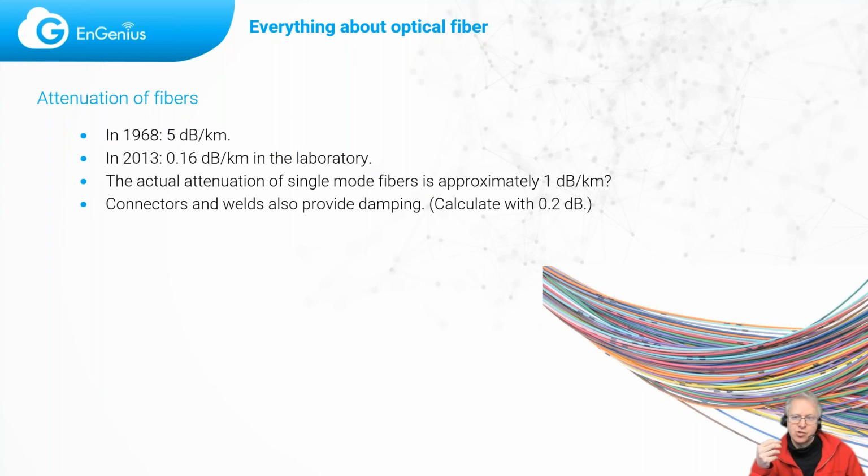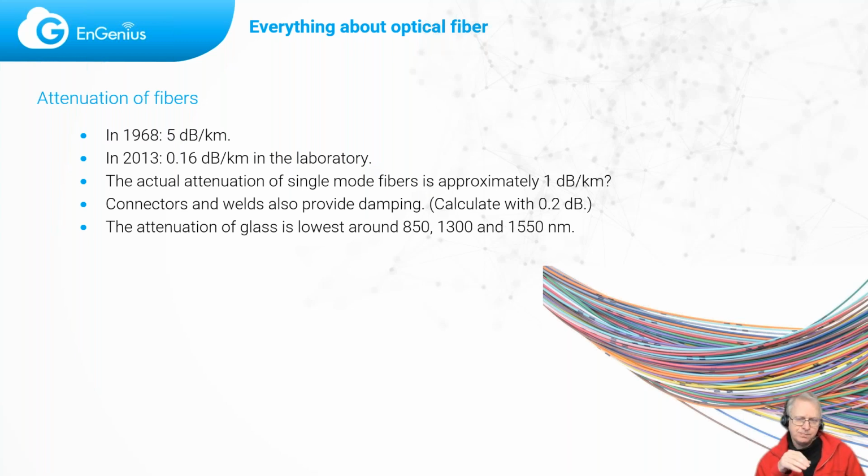Connectors and welds also provide damping, attenuation, and you should calculate with something like 0.2 dB for each connector or weld. One important thing is that the glass, at least the glass that is used for optical fibers, has attenuation which is lowest at the wavelengths of 850, 1300, and 1550 or 1490 nanometers. And that is also why these are the colors or the wavelengths that are used in SFPs usually.